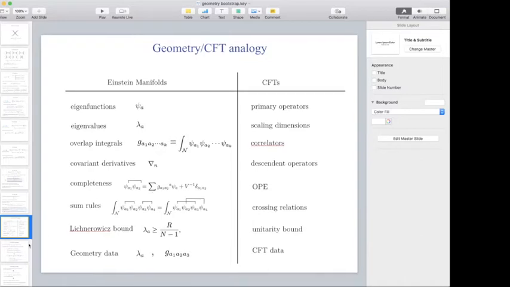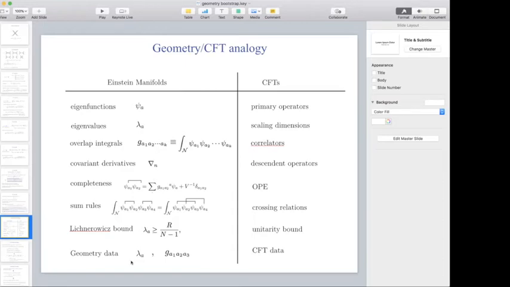On the CFT side, people like to say that a CFT is defined by this CFT data. In other words, any set of this data that satisfies the crossing relations uniquely defines a CFT for you. What we'd like to know is if the same is true on the geometry side. So is it true that an Einstein manifold is uniquely determined by its geometry data? If I give you these eigenvalues lambda and the triple overlaps, does that uniquely determine a manifold?